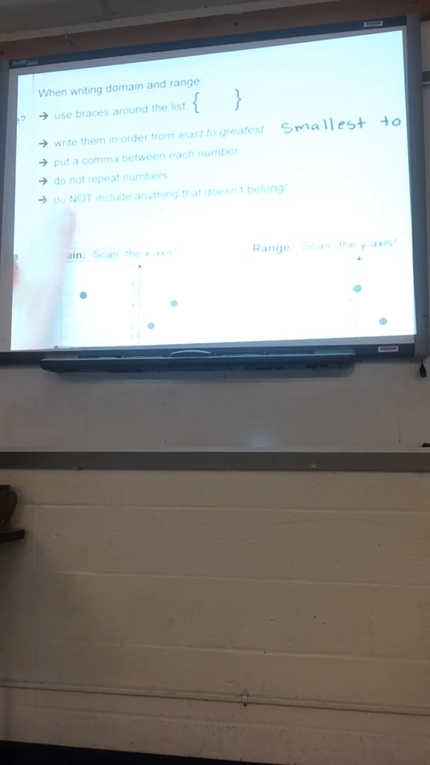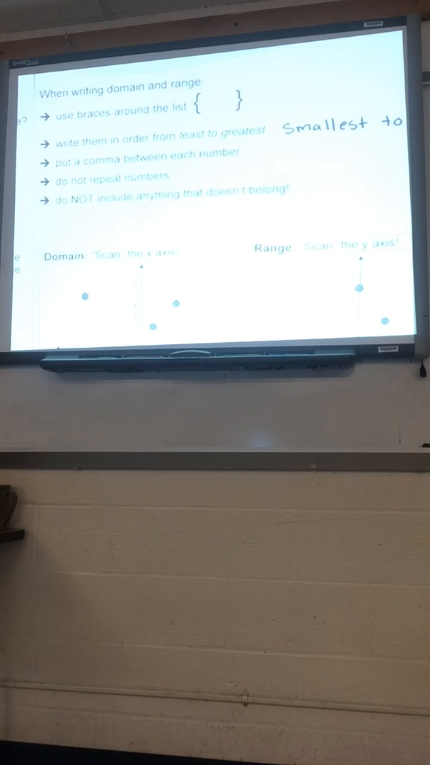Just some other minor rules. We put a comma between each number. And then the last two are really important. We do not repeat numbers, and we do not include anything that doesn't belong. So I think of this as kind of like a grocery list. You don't need to repeat things. If you need to get bread at the grocery store, you don't need to put bread on your list 4 times. Once is enough. And if you put something on your grocery list that doesn't belong, you might get in trouble with someone, maybe your parents or something.